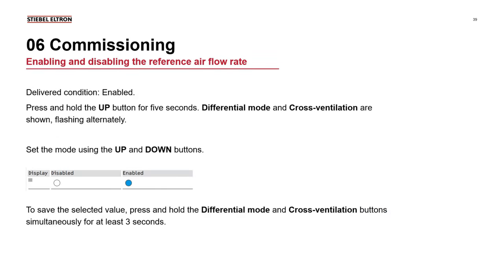Enabling and disabling the reference airflow rate. This is a factory default setting of enabled. If you wish to check that it is still enabled or to disable it, you must press and hold the up fan speed button for 5 seconds, and the differential mode and cross ventilation mode lights will flash alternately. Set the mode by using the up and down buttons, and then press and hold differential and cross ventilation mode buttons for at least 3 seconds to save the setting.